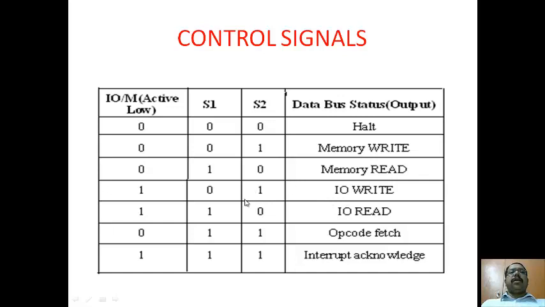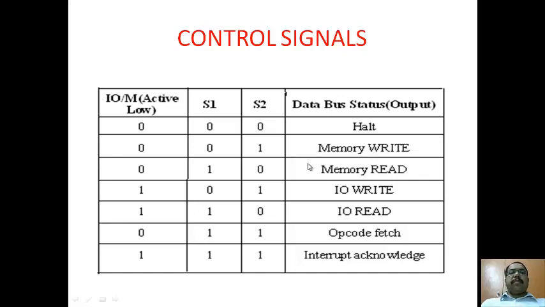When you go for write, S0 is 0 and S1 is 1. For read, as you have written for memory read, it is the same case, 1 0. Now it is easy. When you go for opcode fetch, both S1 and S0 are 1, and it is from memory, so 0.